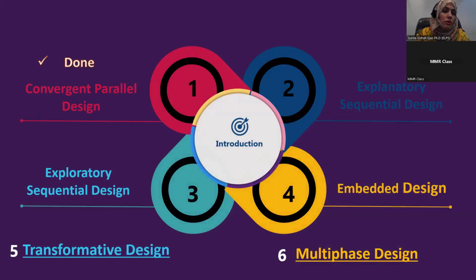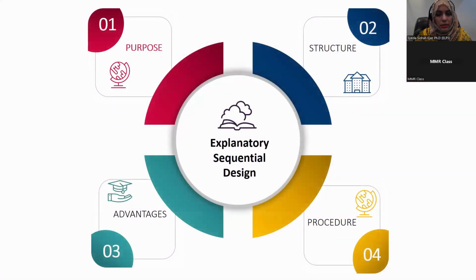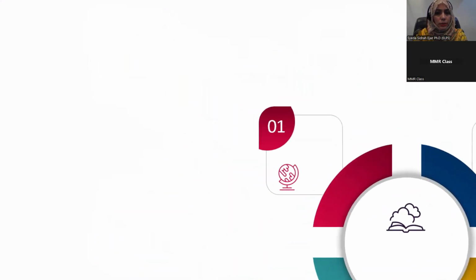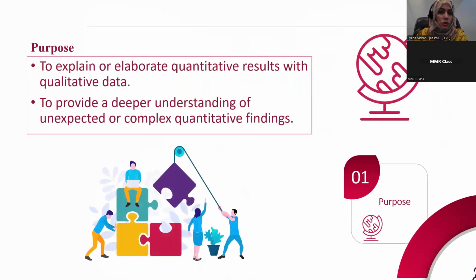We have covered the convergent parallel designs, which was the first one. And now we are moving to the explanatory sequential design. We'll see the explanatory sequential designs. And first of all, we'll see the purpose. Its purpose is to explain or elaborate quantitative results with the qualitative data.